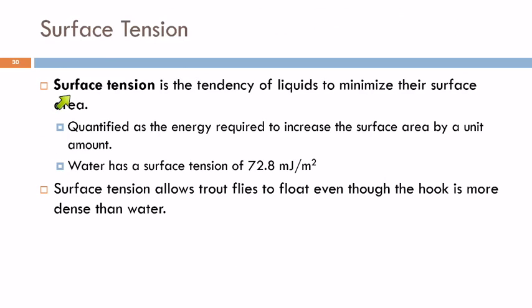Surface tension is the tendency of liquids to minimize their surface area. It's quantified as the amount of energy required to increase the surface area by a specific unit amount. So water has a surface tension of 72.8 millijoules per square meter. So that means that it takes 72.8 millijoules of energy to increase the surface area of a given amount of water by a square meter. We're not going to talk about surface area quantitatively, but it can be quantified.